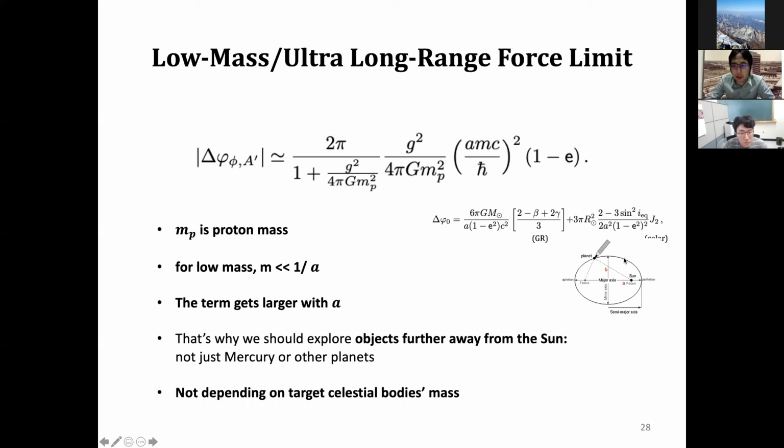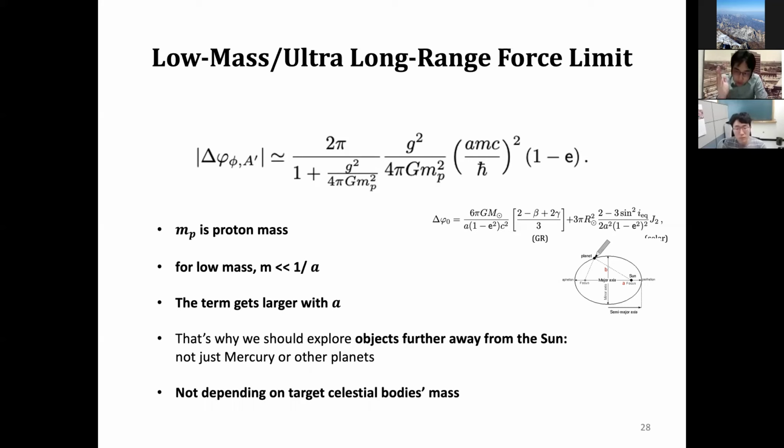Sorry, this is blocked by the plot. But the key thing here is, even though it's very simple, it's also very meaningful, because the new physics effect depends positively on A, meaning that if you study things farther away from the sun, it's advantageous. So you want to study things further away from the sun. But for GR, this is inverse to A. So all you need to do is to study Mercury or things very near to the sun. Then it's enough.